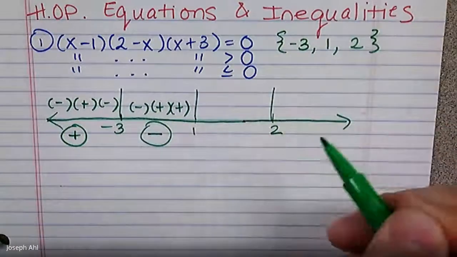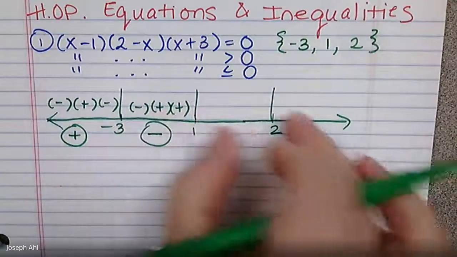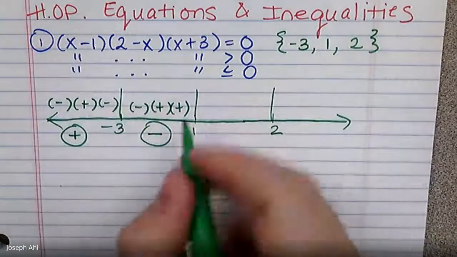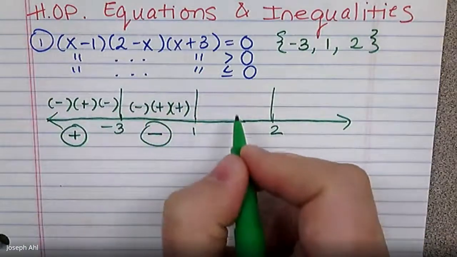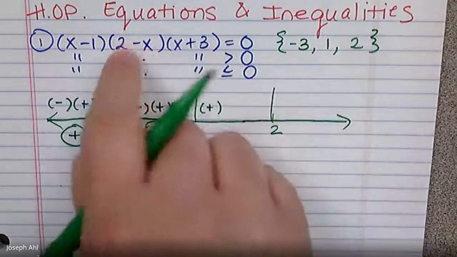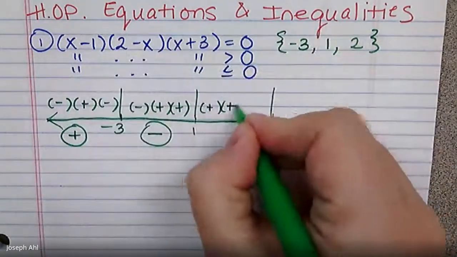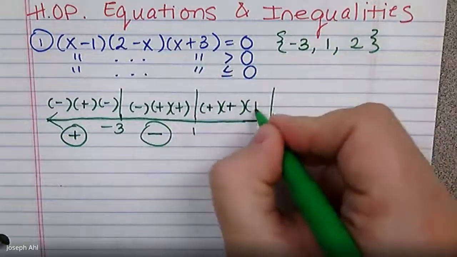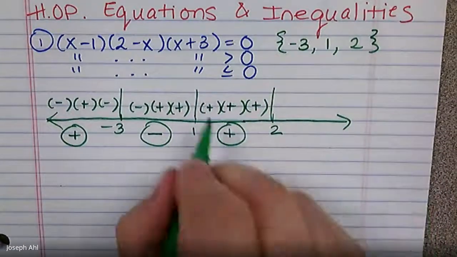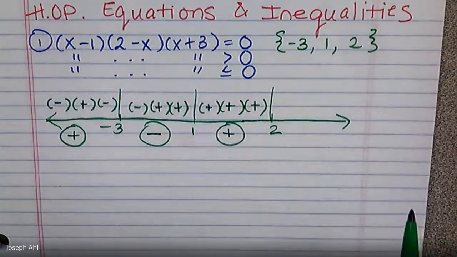And if you want to even draw in these partitions, I mean, that's what a partition is, right? It's a separation. That might be nice just so we don't get confused here. Be careful between 1 and 2. We probably should pick 1.5. 1.5 minus 1 is positive. 2 minus 1.5 is positive. And 1.5 plus 3 is positive. So then altogether, this region is positive if I multiply 3 positives together.